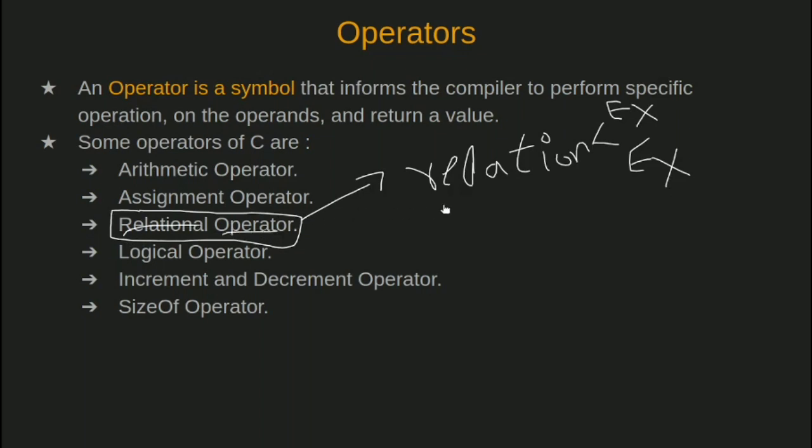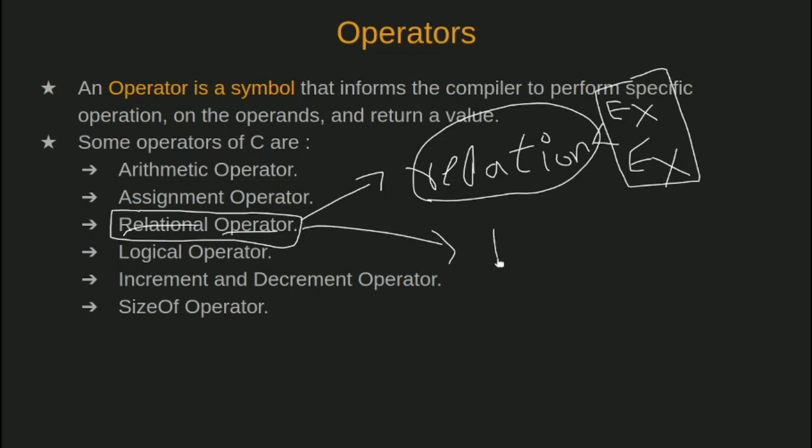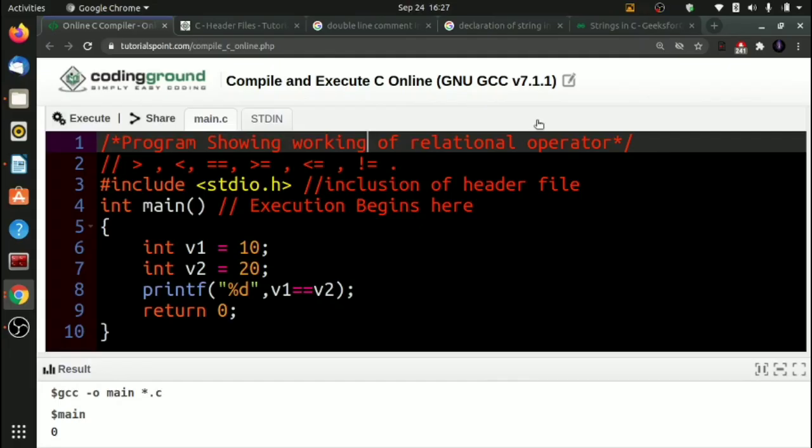Well, this operator is used to provide a relationship between two expressions, and the return type of this operator is always boolean, that is, in terms of ones and zeros, where 1 is considered to be true and 0 is considered to be false. This is a very simple program which shows the working of our relational operator. Now the examples of relational operator are greater than, less than, equal to, greater than equal to, less than equal to, and not equal to.